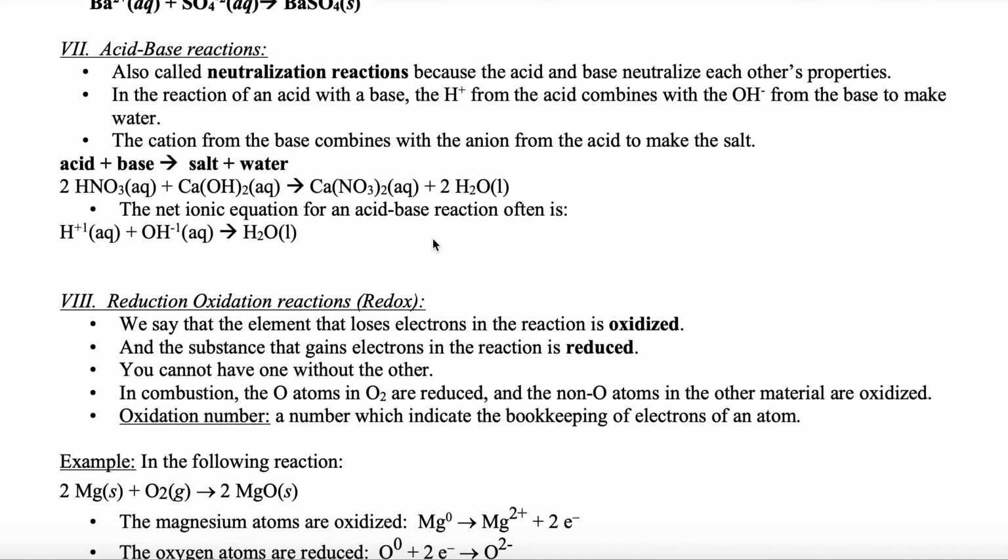Acid-base reactions happen when you have an acid, like nitric acid, react with a base, like calcium hydroxide, and that will form what we call an ionic salt, like calcium nitrate, plus water. Water is always a product for any acid-base reactions or neutralization reactions.